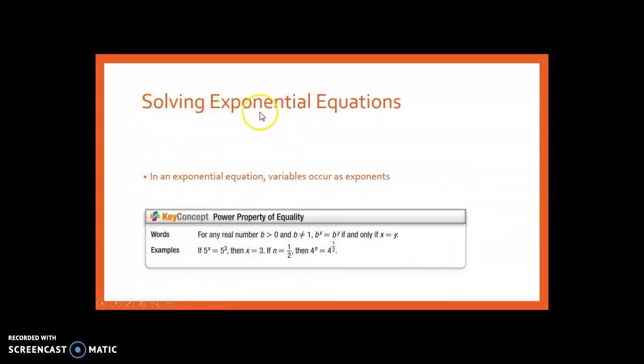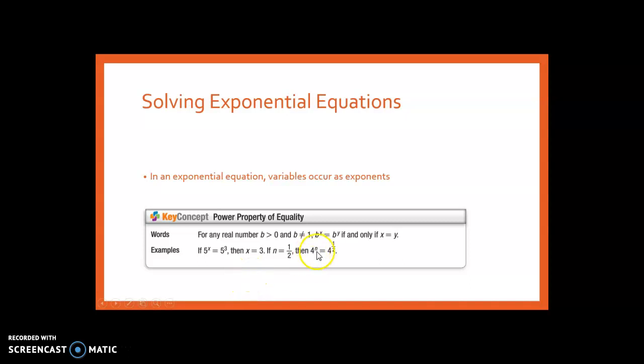Now we're going to get into how we solve exponential equations. The key here is that in an exponential equation, the variable occurs as the exponent. So what you're essentially going to have to do, like here, there's our variable, is make the bases the same. And that kind of goes back to that last problem. They're not always going to be the same to start, but our job is to make the bases the same. And then we can say that x equals 3. I'll show you how that works on the next slide.